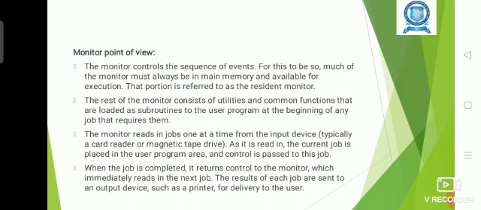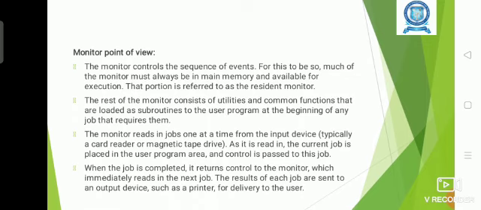During the submission of the jobs, the monitor reads the jobs one at a time from the input device. When the monitor reads the input, the current job is placed in the user program area, control is passed to the job, and the job gets processed. When the job is completed, it returns control to the monitor, which immediately reads the next job.